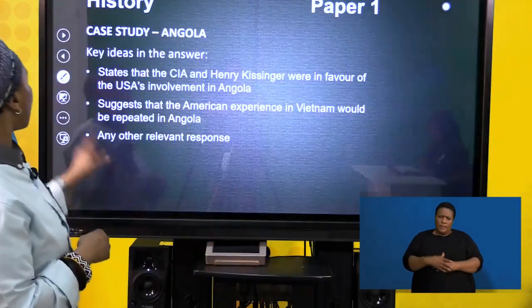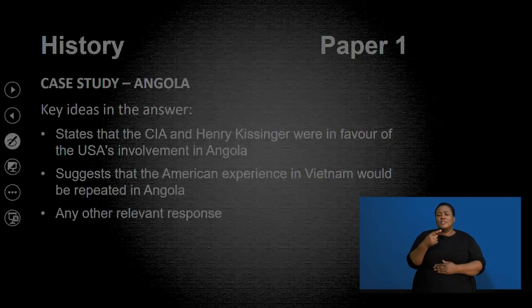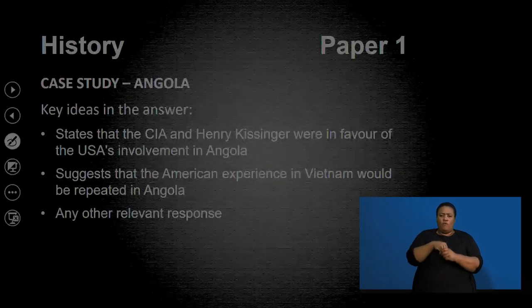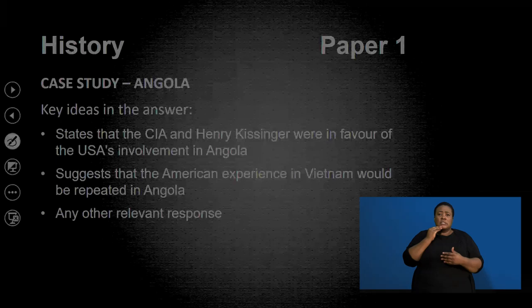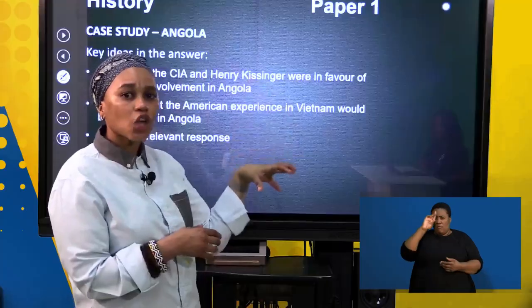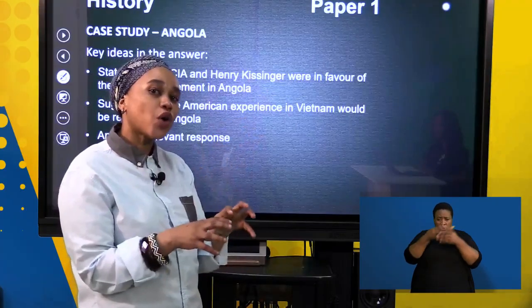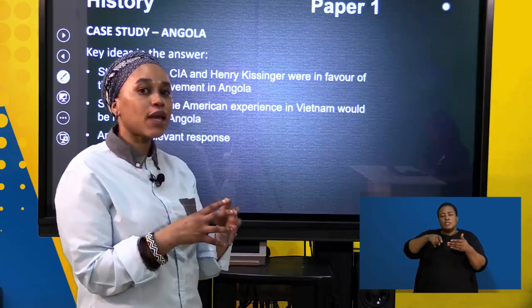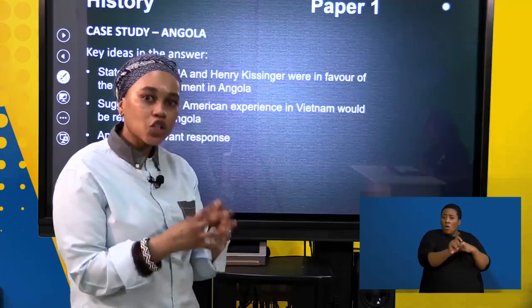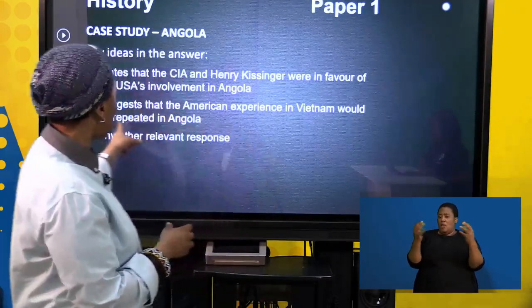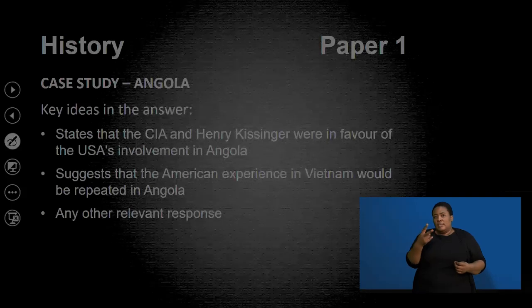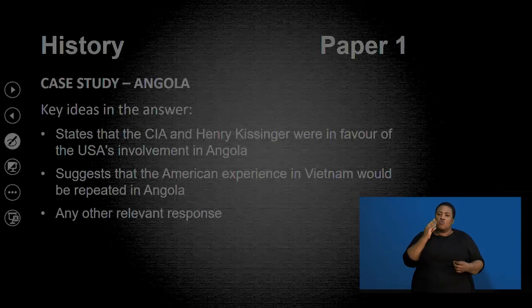So let's carry on. It states that the CIA and Henry Kissinger were in favor of the USA's involvement in Angola. It suggests that the American experience in Vietnam would be repeated in Angola. Now, guys, remember, I told you when I circled or underlined those words in the actual cartoon that you have to know or have prior knowledge of the Vietnam War to understand why the cartoonist would have used that word in a situation in Angola.